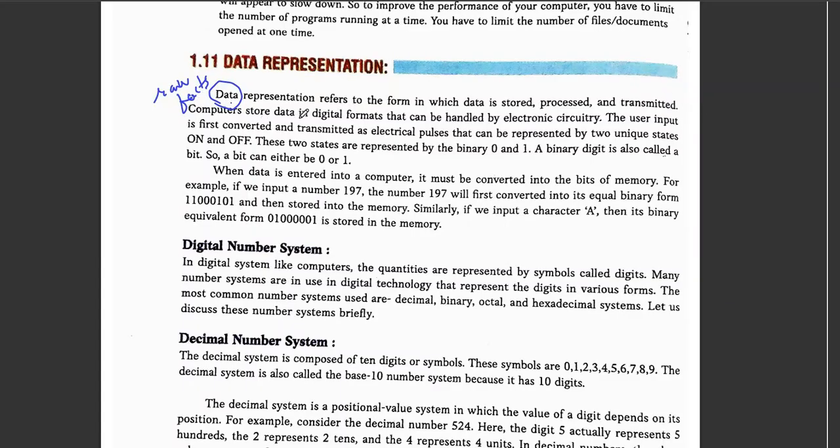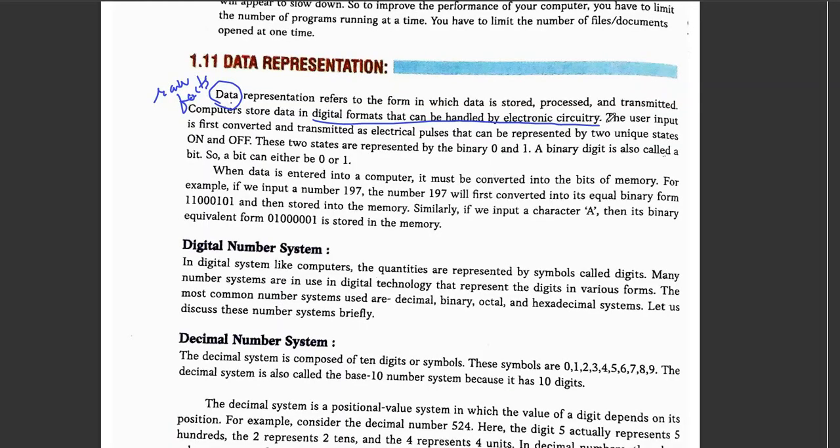So computers store data in digital formats. How do computers store data? It stores data in digital format. It doesn't store data as we can write, or in mechanical form, or as pictures or any other things, but it stores the data in digital format, right? That can be handled by electronic circuitry.